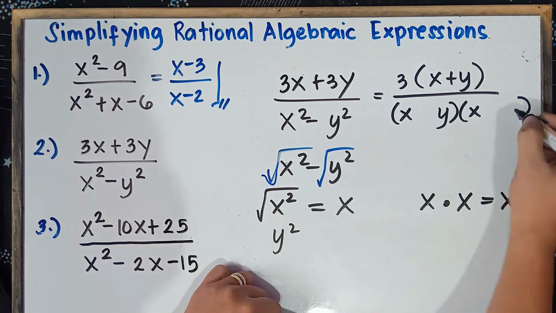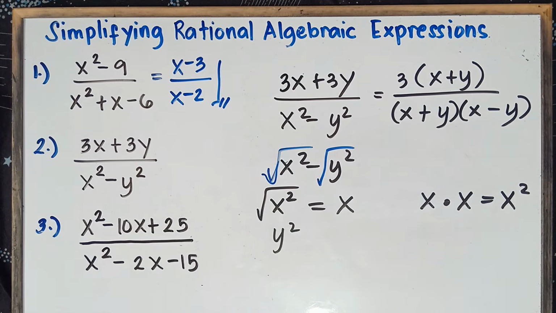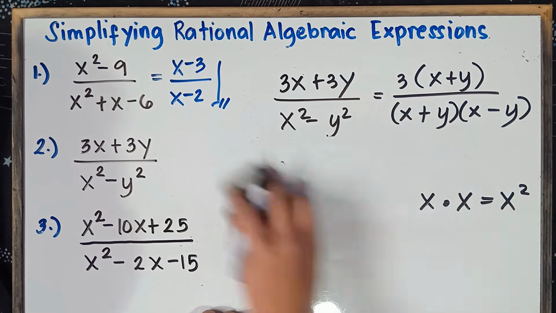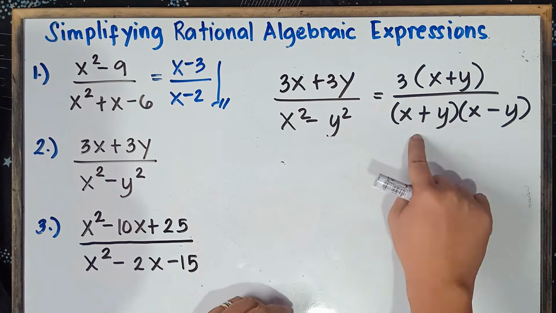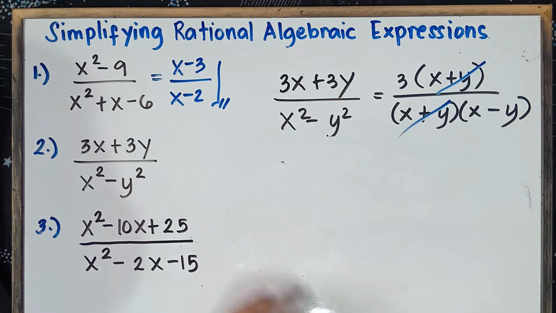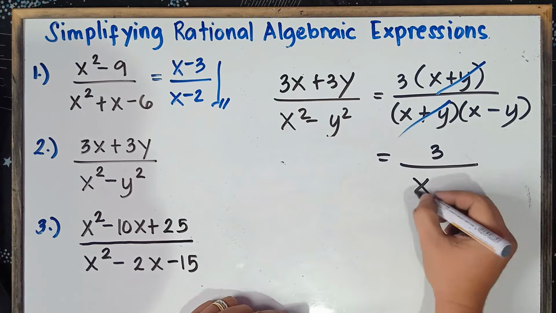Put two y's, y, and then y. Put plus and minus sign. So, that will be the difference of two squares. Alright, and then we can cancel this out. Same numerator and then denominator, x plus y and then x plus y. Simply cancel this out. So, therefore, our final answer, we have 3 over x minus y.